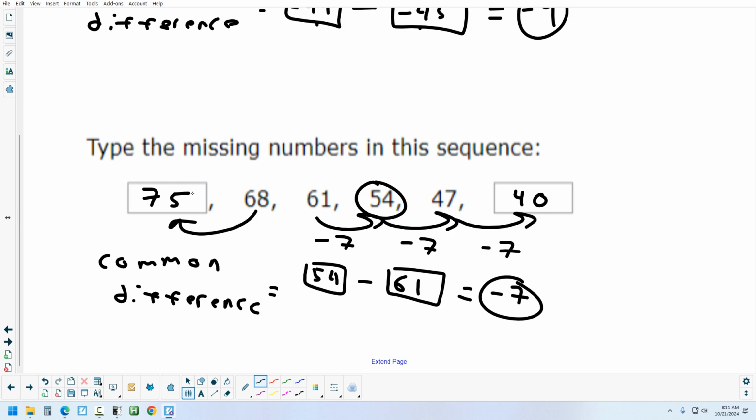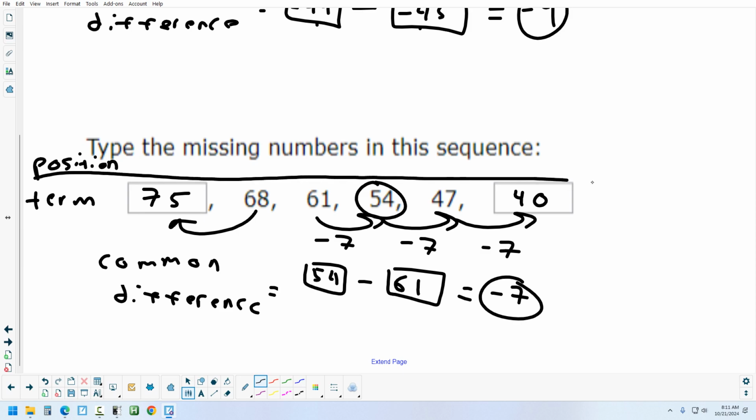Now, when we number these, let's say that this is the term, and this is the position of the term. If I was going to make a table, that's a table that shows each number and its position. So 68 is the second term, 54 is the third term, 47 is the fifth term. Any question on how I numbered each position?